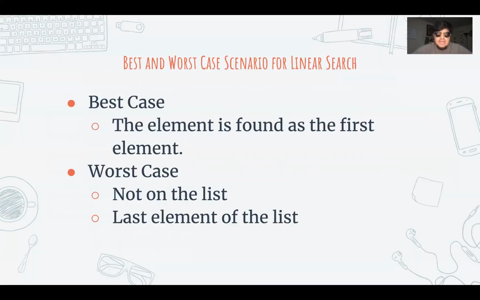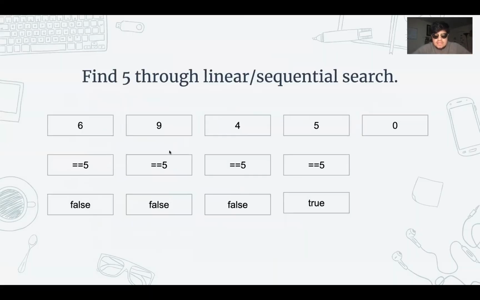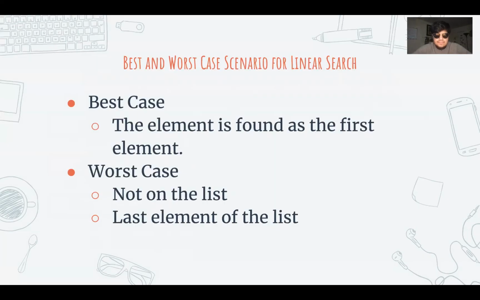So what is the best case and worst case scenario for linear search, right? Because when you're thinking about algorithms, you want to make sure that you have the most efficient algorithm. So the best case of this scenario would be if the element is the first element. So if we were looking for 5 in the previous example, the best case scenario of this linear sequential search would be if 5 was over here, if it was the first element.